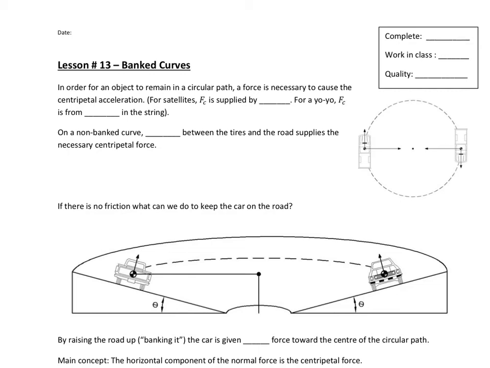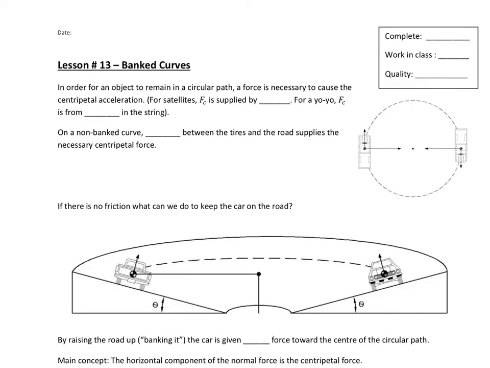Okay, so when we're looking at anything that's moving in a circle or has a circular path, that object will have a centripetal acceleration towards the center of the circle. And that means that there's a force that's actually supplying that acceleration. That's what we call the centripetal force. And we've been talking about and doing problems with things that have centripetal force towards the center of the circle.